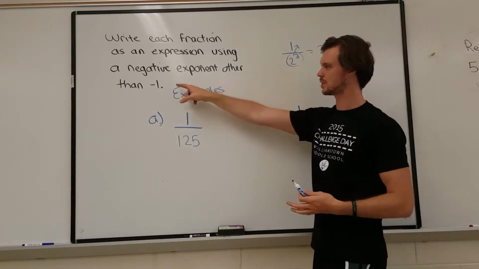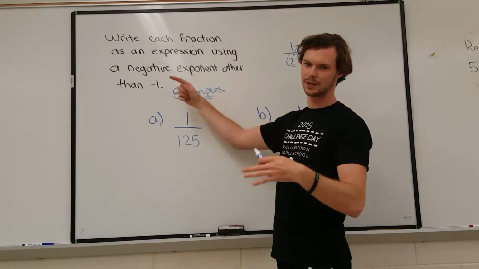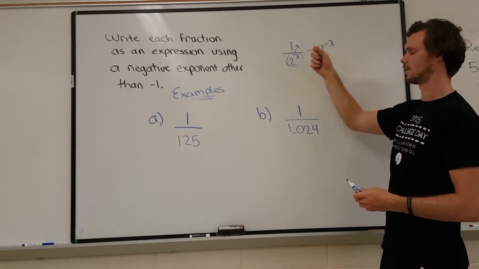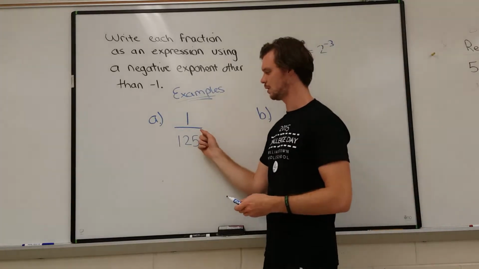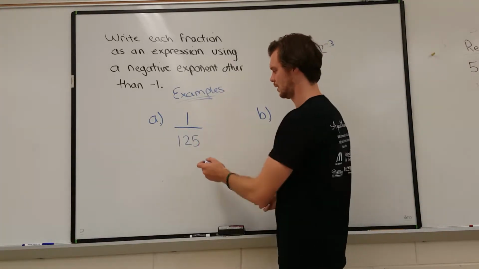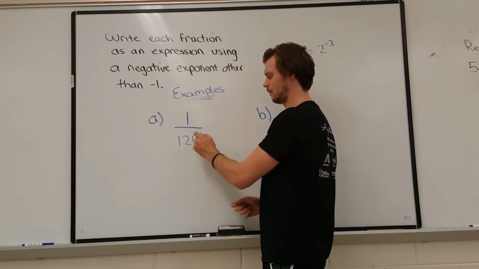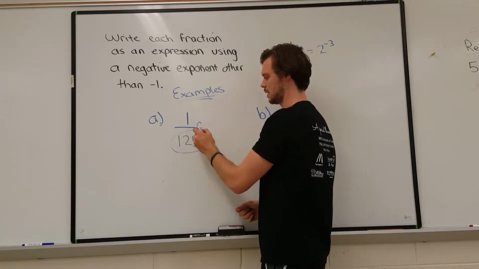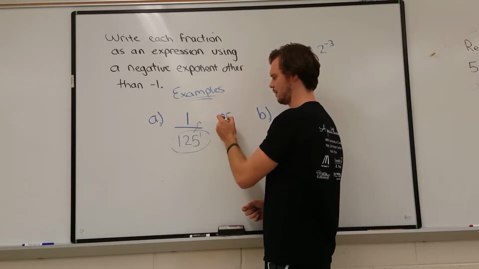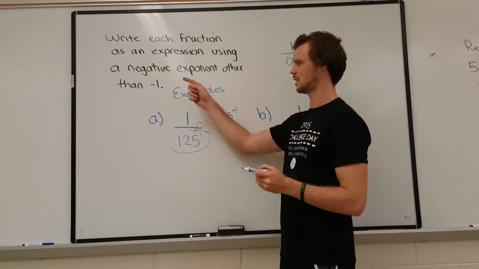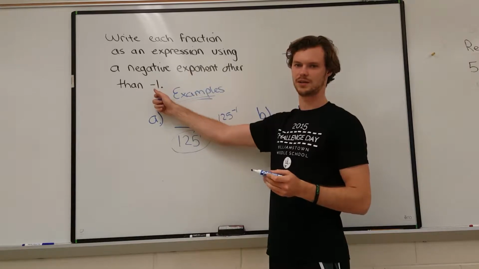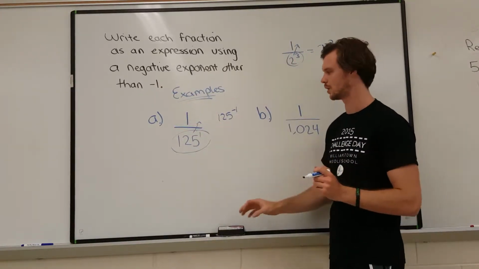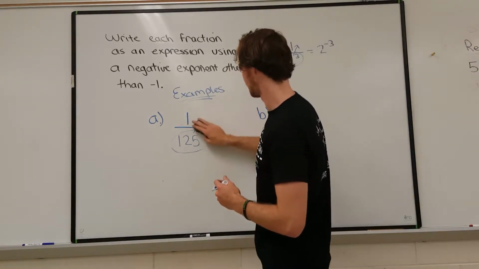Now notice the directions say a negative exponent other than -1. So here we were fine, it had a negative exponent of -3. But if we do it here, look what's going to happen. This is like 1 over 125 to the first. So if I were to use the cross the line, change the sign, this would be 125 to the -1st, but it says other than -1. So we're going to do something different. That's why these problems become a little bit weird. I'm going to show you how it works. Let me rewrite this.